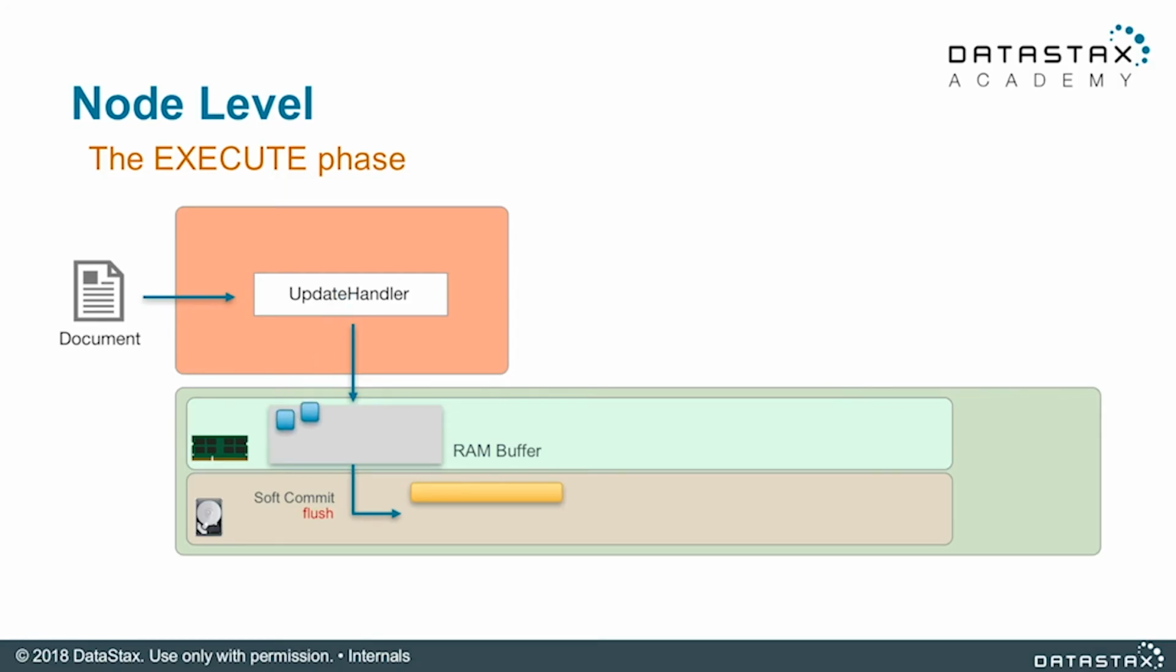As more writes occur on the node, the updated indexes are added to the RAM buffer. This will continue to occur until either a certain amount of time has passed or a memory threshold is reached. Both of these conditions will cause a soft commit to occur, which will flush the indexes in the RAM buffer and write them into a new index segment on disk.